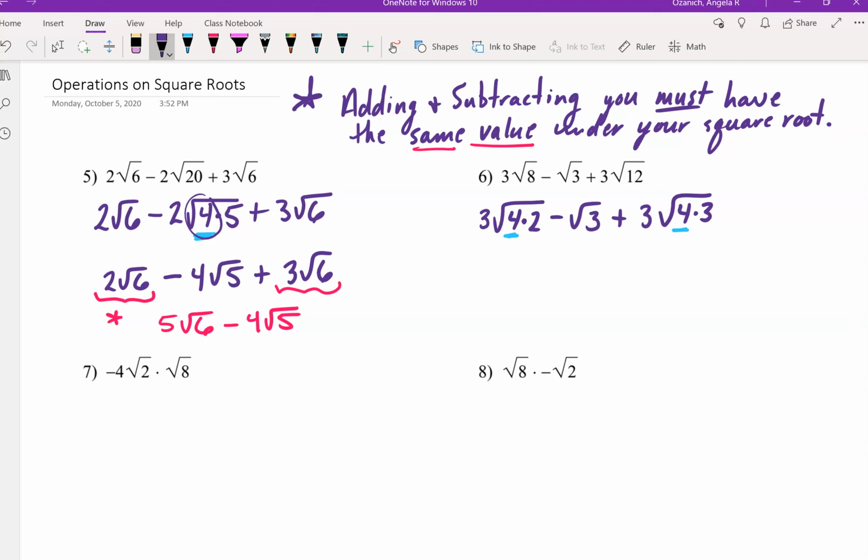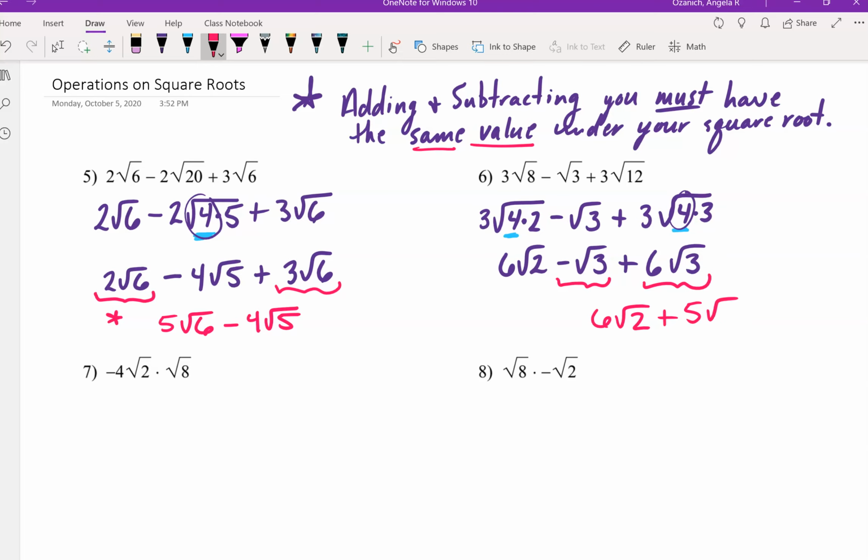So root 4 is 2 times 3 is 6. That leaves us with 6 root 2 minus root 3 plus the square root of 4, which is 2, so that's going to be 6 root 3. And it looks like we still have some combining we can do. So we're going to find things that are the same under the radical. It looks like we have a negative 1 combined with a positive 6. The root 2, there are not any other root 2's to be combined with. So we have 6 root 2 plus, and then negative 1 plus 6 is going to be 5 root 3. And that's our answer.